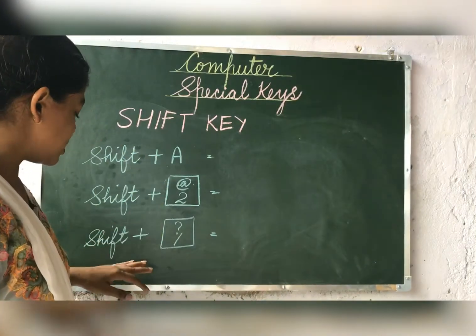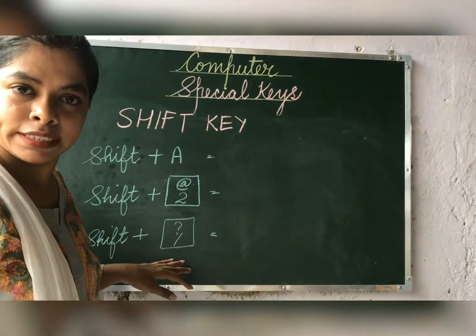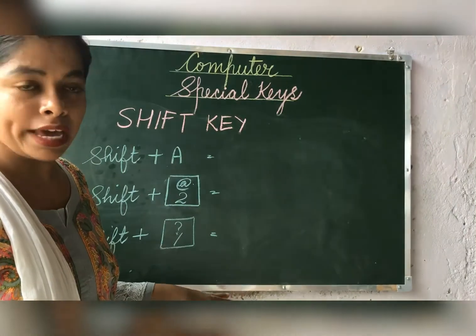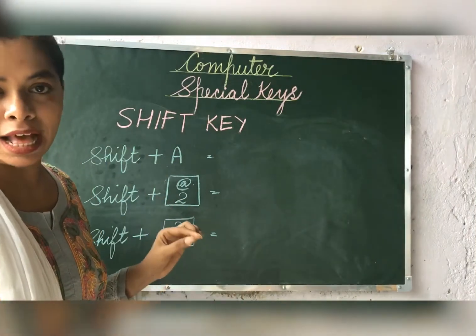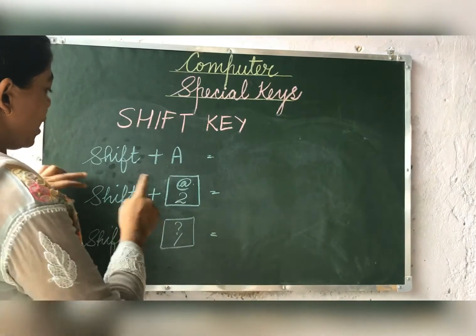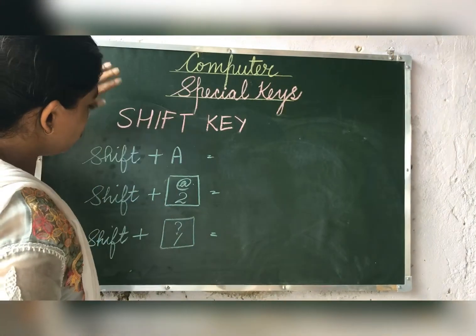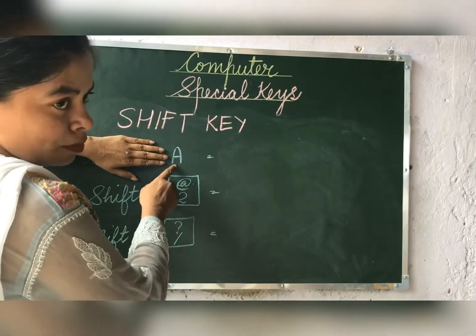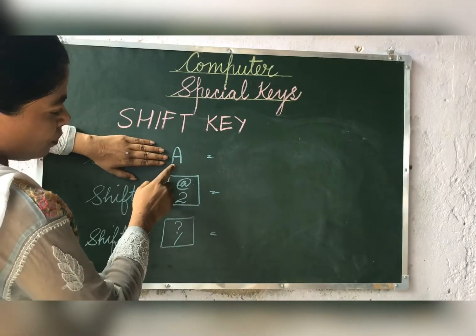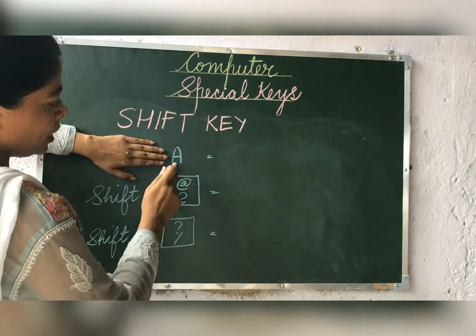Second, shift keys are also used to type punctuation marks. Okay, now how to use them, children, with alphabetical keys? Number one, now children, if you are not using the shift key along with the alphabet letters, then how will you type A?